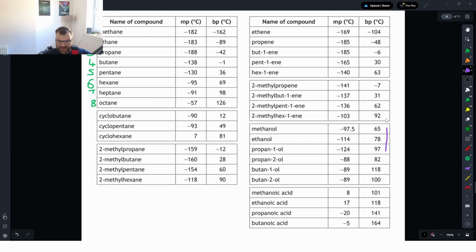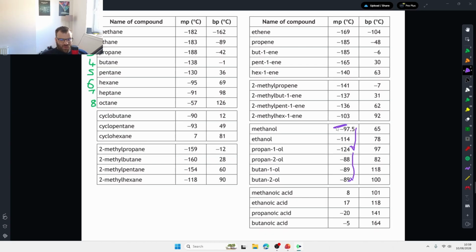We can see that if we go into the data booklet, and we look at going from meth, eth, prop, and if we grab the but as well, we can see the values are increasing. A little bit awkwardly, their melting points initially at the start are getting smaller, so becoming more negative, but then it starts going up and then down again. So with the alcohols, melting points are a bit uneven, a bit all over the place, so we don't tend to look at them.